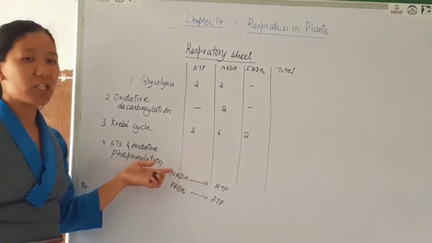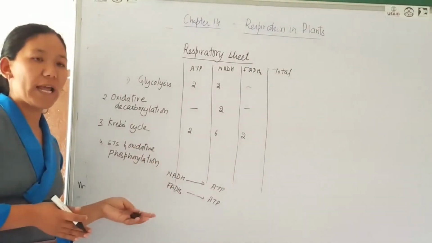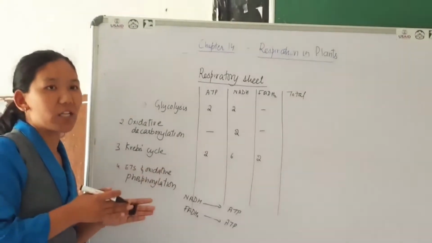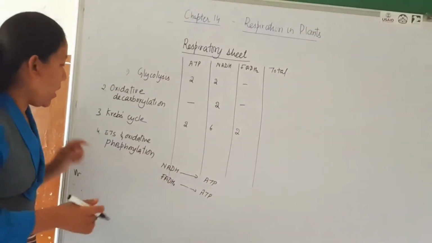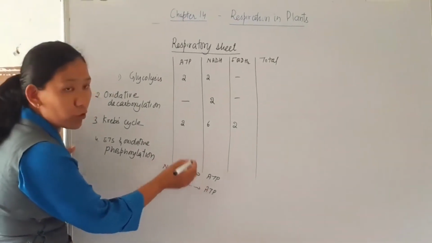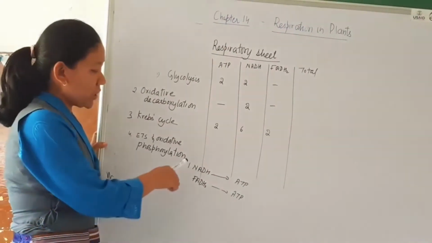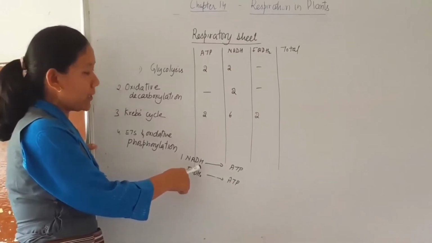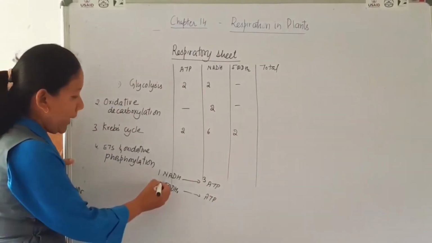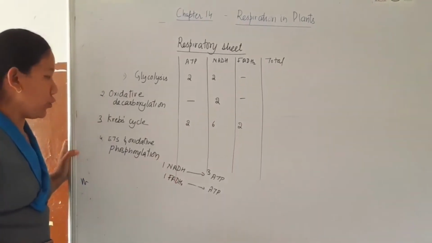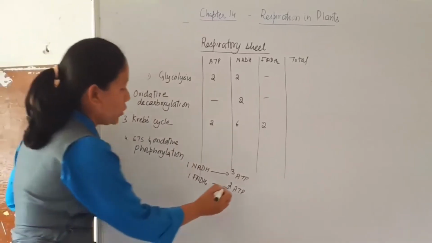Oxidation of NADH produces energy which is used to pump the proton, and this proton gradient created when it breaks helps in ATP synthesis. Likewise here. Now the thing you have to keep in mind is that the oxidation of one molecule of NADH will give you 3 ATPs, and oxidation of one FADH2 will give you only 2 ATPs.